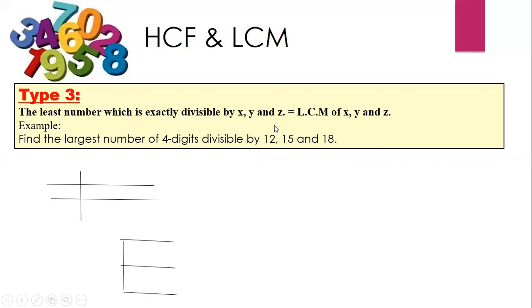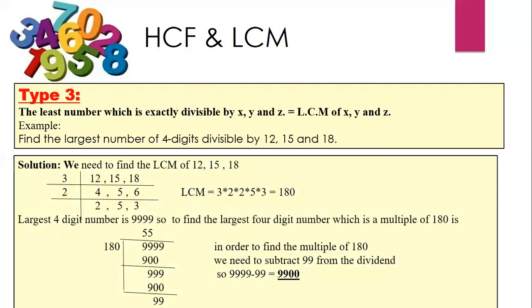So first we need to find out the LCM of 12, 15 and 18. The LCM of 12, 15 and 18 is 180. So our task is to find out the largest 4-digit number which is a multiple of 180. Okay, because that is the number which will be divisible by 12, 15 and 18.